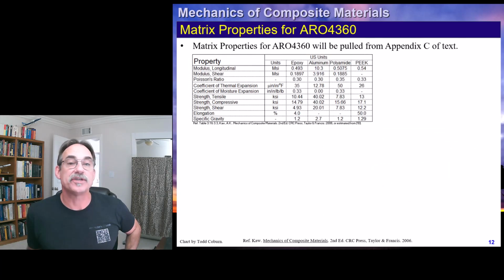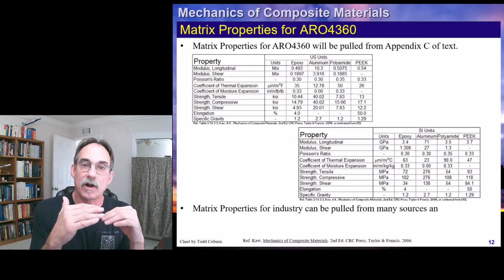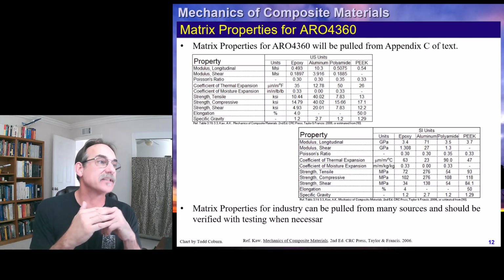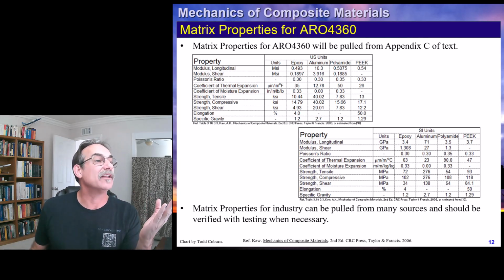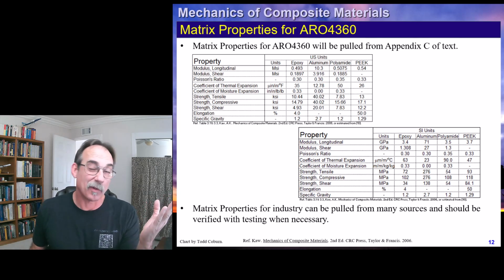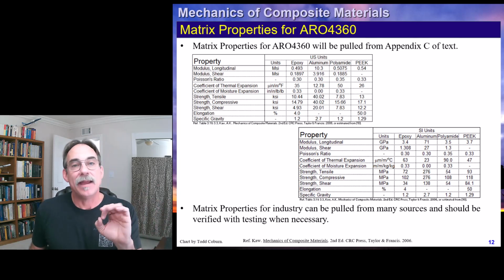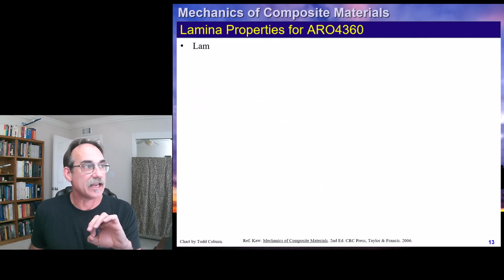Next little subsection is where we're going to get our matrix properties. Remember, we're going to have a fiber and we're going to be burying it in a matrix. So here we've got epoxy, aluminum, polyamide, and PEEK. Well, if we have aluminum, we're probably not burying any fibers in there, but if we have epoxy or polyamide or PEEK, we might. So these are some matrices that we will be using, with the properties we will need, in US and SI units.